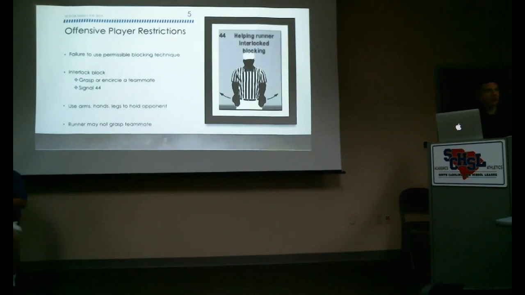Offensive player restrictions. Failure to use a permissible blocking technique, and those are in Rule 2. We're going to talk about those in a few minutes. Interlock blocking, using your arms, hands, or legs to hold an opponent. And the runner cannot grasp a teammate. Now, he can put his hand on his back. You see that sometimes if the lineman's kind of in the way, he may put his hand on the back. You can't grasp him. You can't grab onto him.